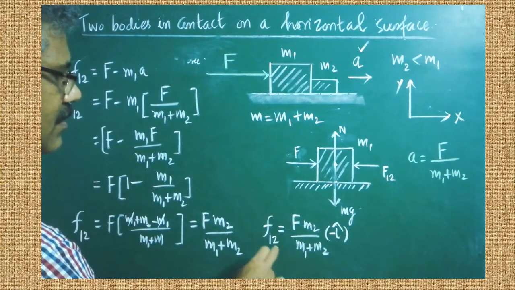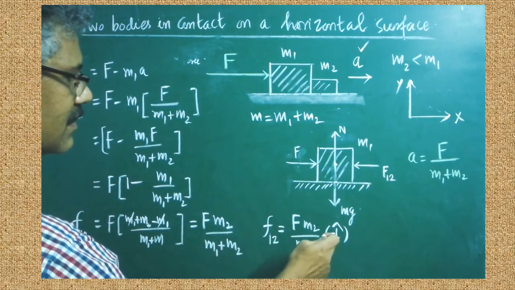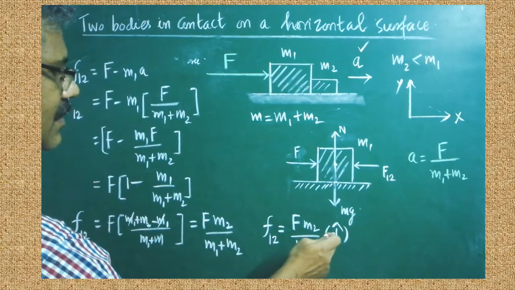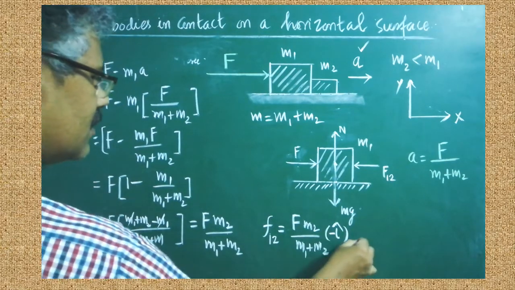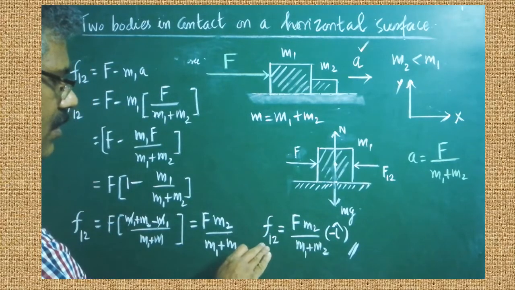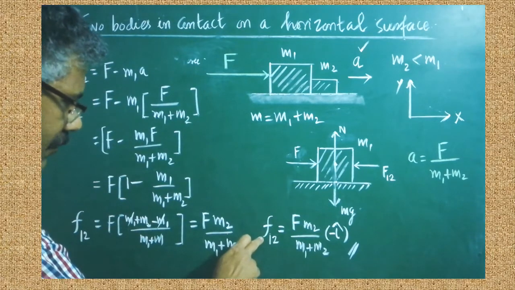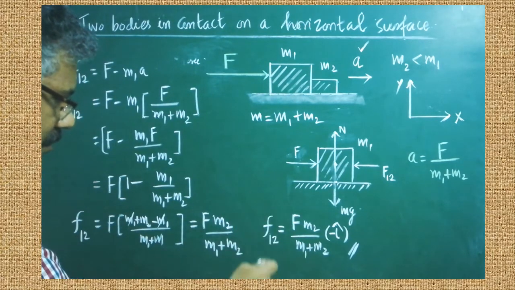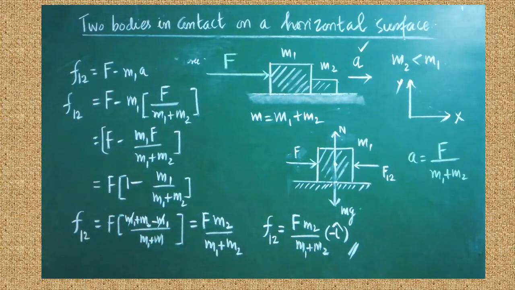Are you clear? So F12 is acting along the negative x direction. Therefore, this one must be written as minus I cap. So this expression is very important. So now I have found F12. Like that, we have to find F21 also. Are you clear? Now we have found F12. Like that, we have to derive the expression for F21. Okay.